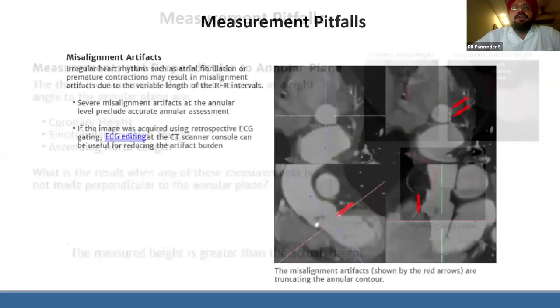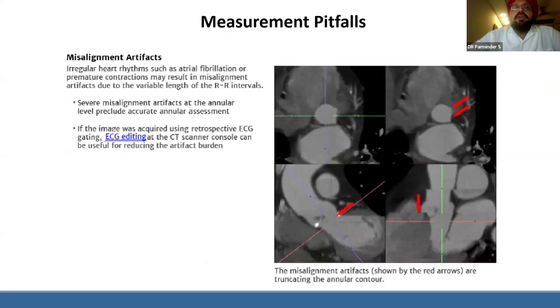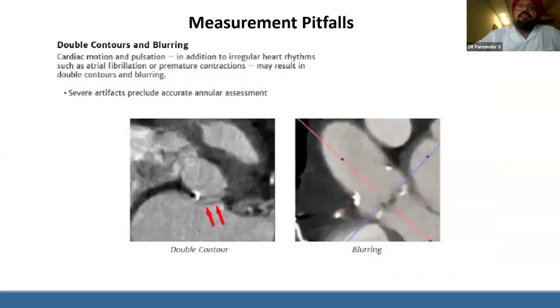Next important fact is irregular heart rhythms like atrial fibrillation or premature ventricular contractions. They may cause malalignment artifacts. If this artifact is at the level of the annulus, then you can't really analyze the annulus, and you need to go back, reconstruct your images from the raw data set with ECG editing, and then analyze it again. So malaligned artifacts are not acceptable. Similarly, double contouring or blurring also affect your annular dimensions and should not be accepted.